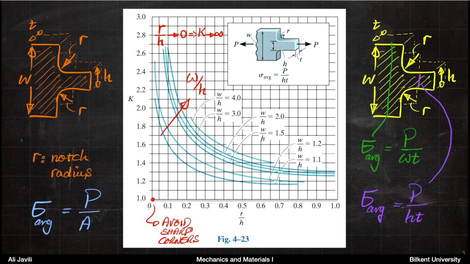All right, so basically you have these tables and graphs, and from that you can calculate the stress concentration factor. As I said, you calculate K, you calculate sigma average, and from that you can calculate sigma max, and that is what you use for your design criteria.